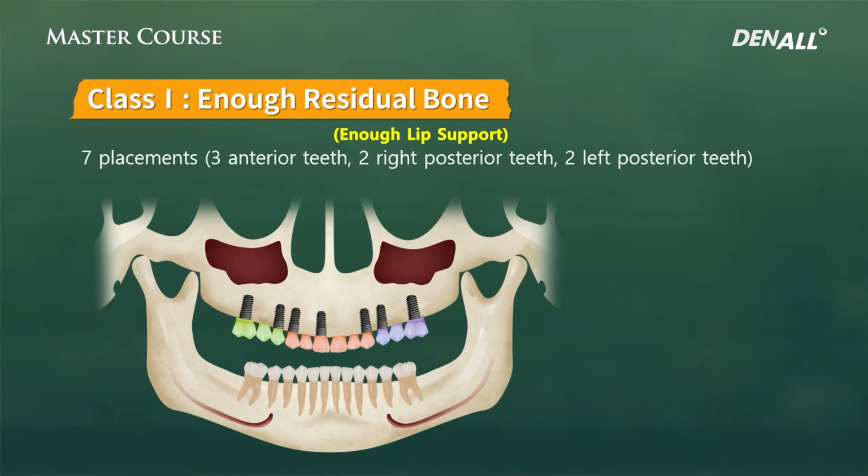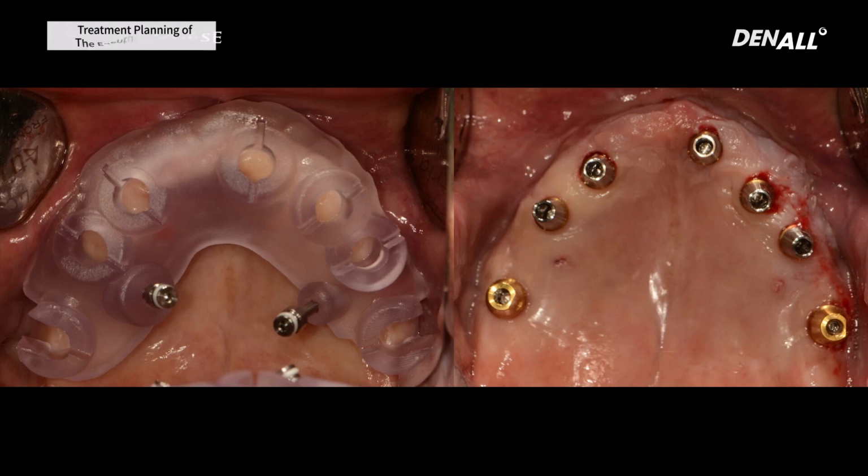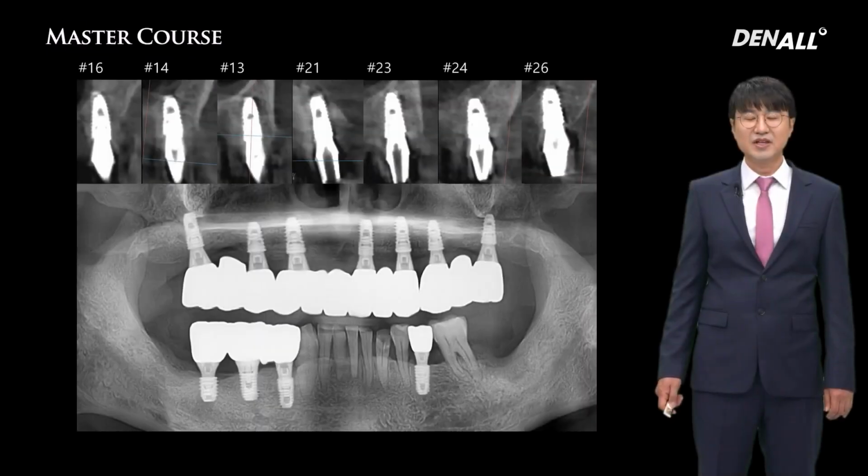So if you do only up to the first molar like this, a total of 7 implants can be placed for the final prosthesis. Using a guide, 7 implants were placed, and in 3 segments, the final prostheses were completed. So this is the panorama picture.